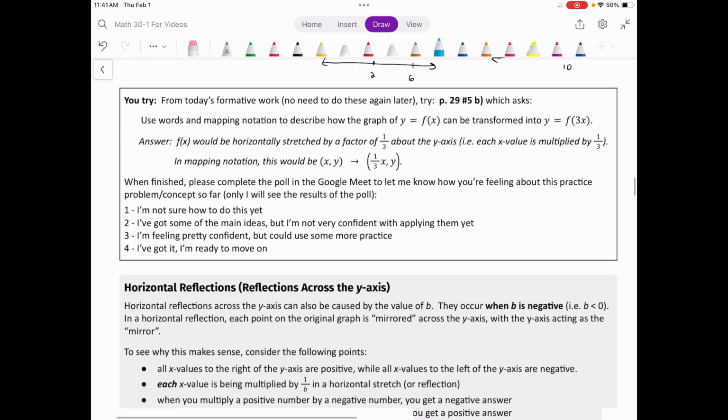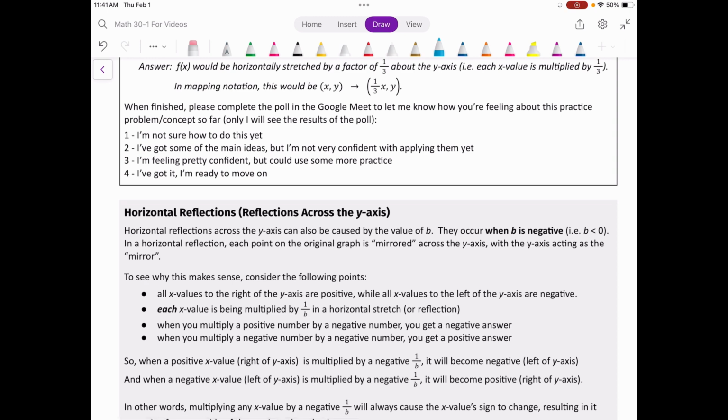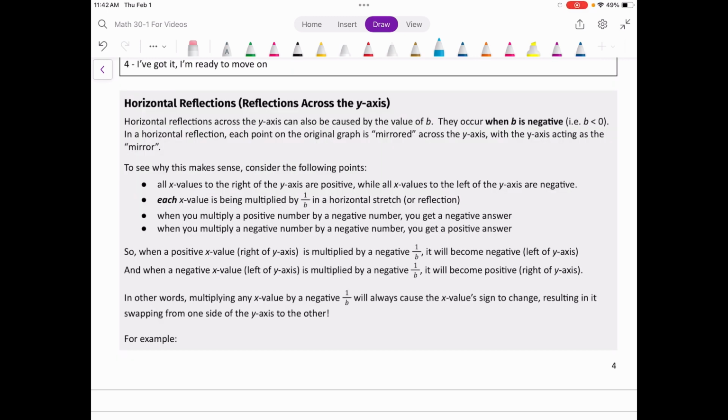A horizontal reflection, or a reflection across the y-axis. If we mirror something across the y-axis, we're flipping it that way. So if we had a parabola over here and I reflected it across the y-axis, it's going to end up looking something like that. A reflection across the y-axis.